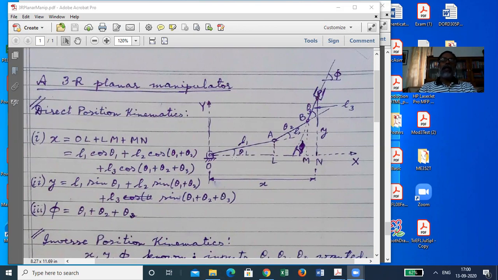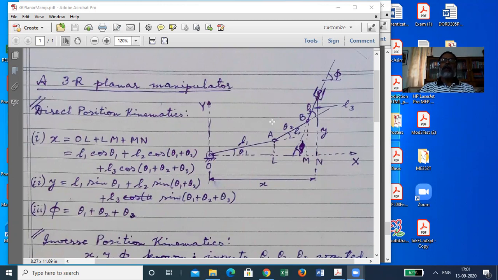Now, here the direct position kinematics problem is that theta1 is the joint variable measured from the reference x-axis. If you extend the first link, then from that extension, whatever is the direction of the second link, there is theta2, and then this theta3. These theta1, theta2, theta3 values are the joint variables, that is how the motors are positioned at this configuration.